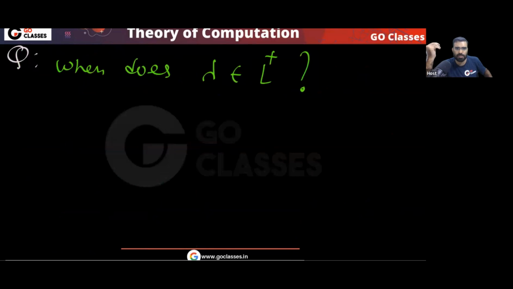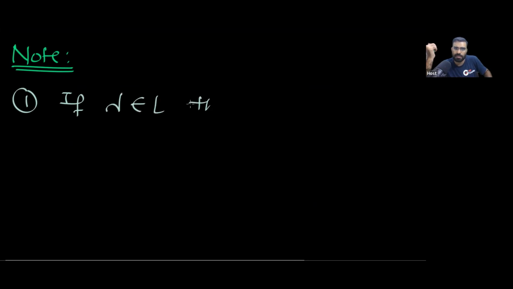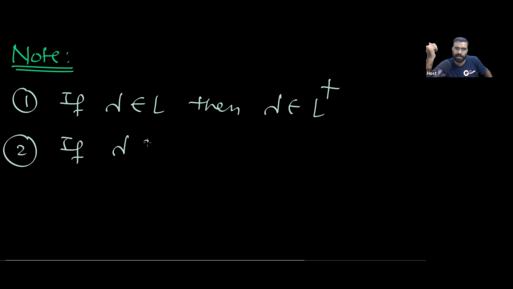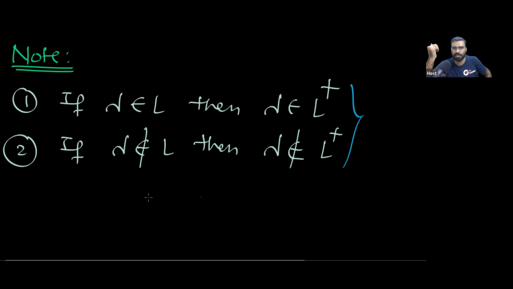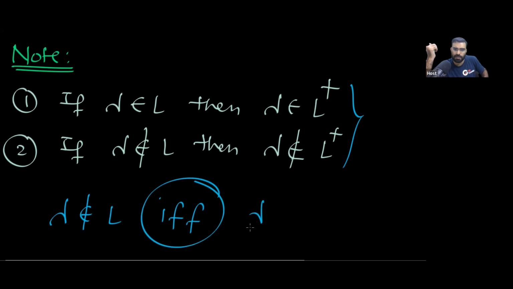So finally, what is the theorem you got? We have seen two results. The first result: if lambda belongs to L, then lambda also belongs to L plus. The second result: if lambda does not belong to L, then lambda does not belong to L plus. So can I create an if and only if statement from these? Yes, I can say that lambda belongs to L if and only if lambda belongs to L plus.